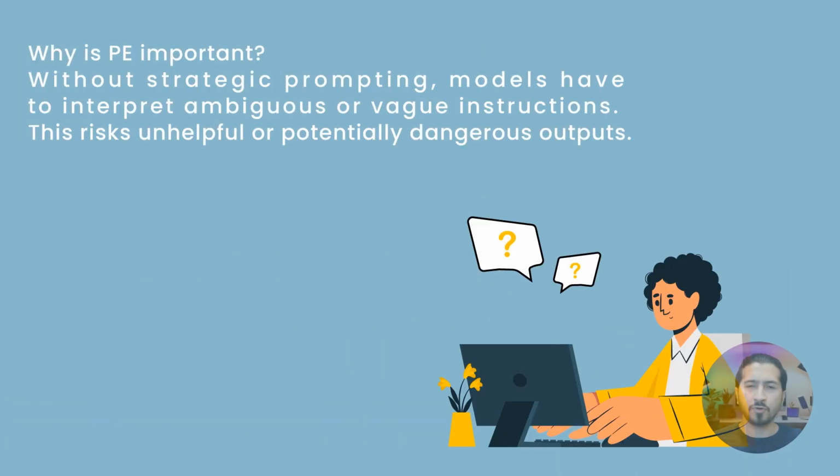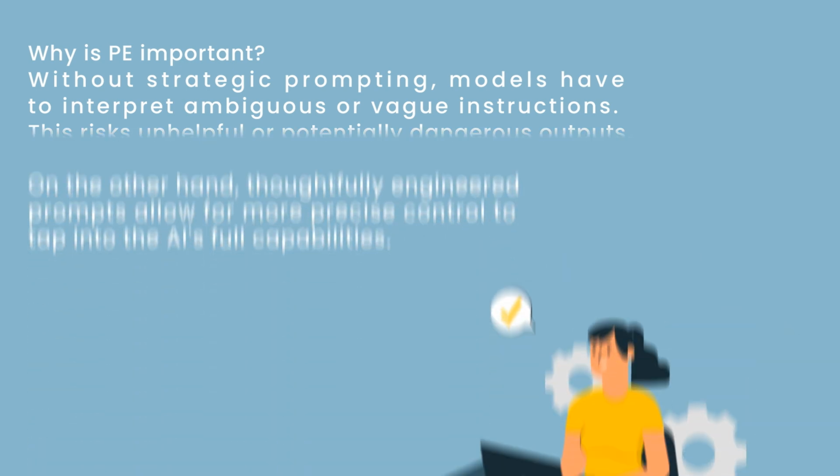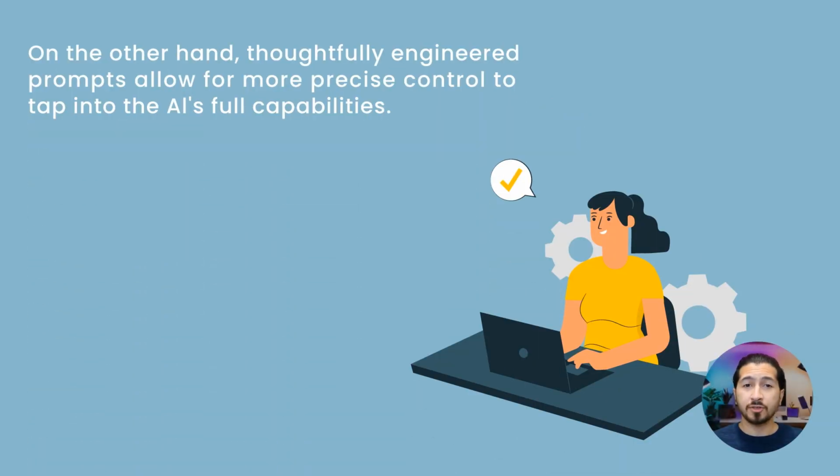You may ask why prompt engineering is important. Well, without the strategic prompting, models have to interpret ambiguous or vague instructions. This risks unhelpful or even dangerous outputs. On the other hand, thoughtfully engineered prompts allow for more precise control to tap into the AI's full capabilities.